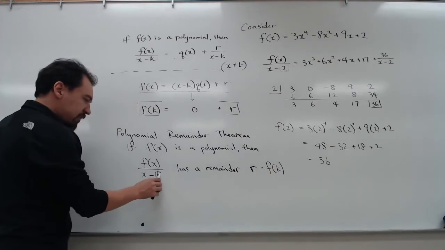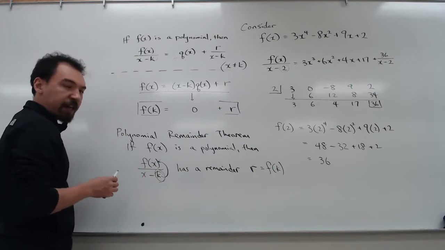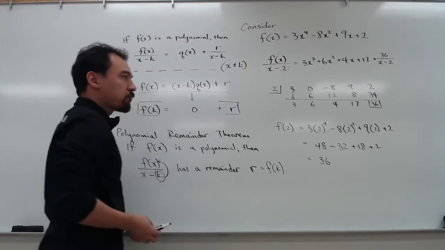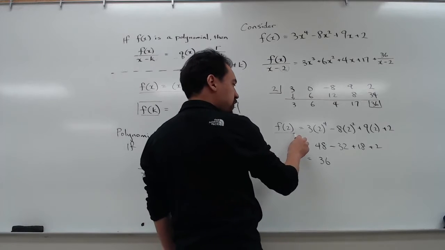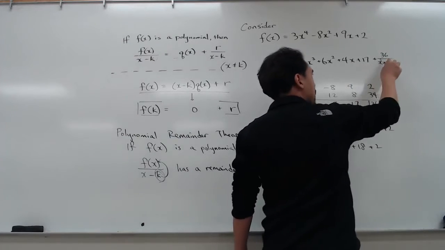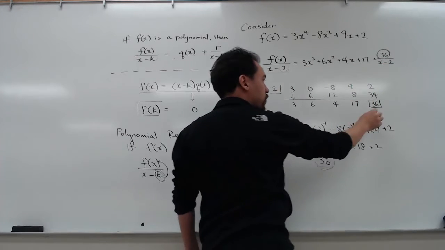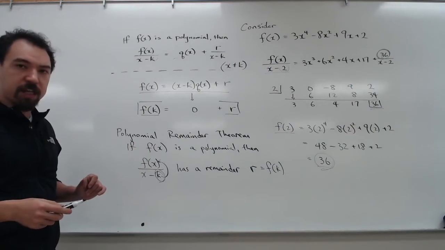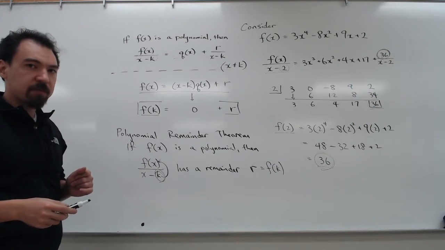So if I take this number k and I plug it into what f of x is, then that will arrive at the same result as my remainder when I perform the division. What it's saying is, if I do f of 2, the number I get, that 36, is the same thing as the remainder when I divide by x minus 2. So this number should match that number. That's what the polynomial remainder theorem says. Now let's try it one or two more times to lock it in.